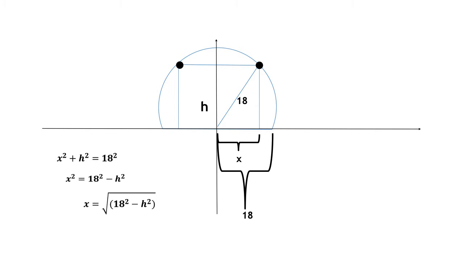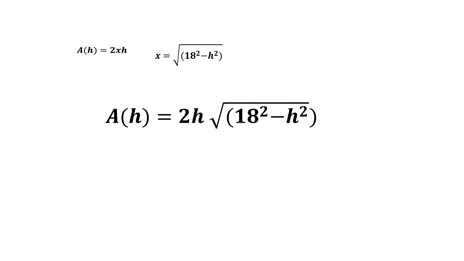To set x equal to something in terms of h, you must first subtract h squared from both sides. Then you take the square root of 18 squared minus h squared, and now you have x in terms of h. Now we can substitute the square root of the quantity 18 squared minus h squared in for x in the equation of 2x times h. The new equation would be area as a function of h is equal to 2h times the square root of the quantity 18 squared minus h squared, which is your answer to number 1.